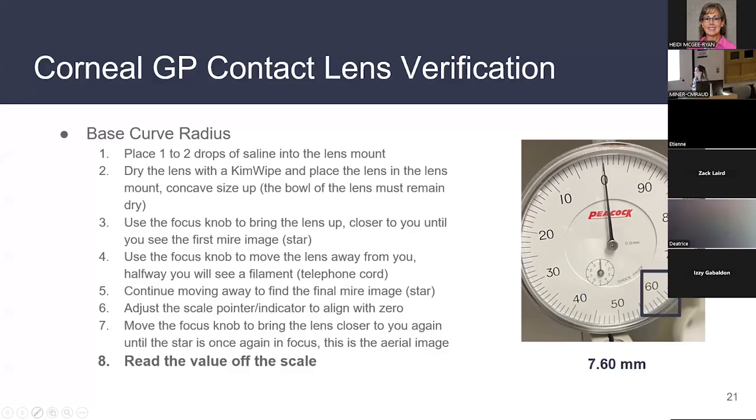And then let's say it's 0.6. So this hand here will line up with the 6. This one would have lined up with the 7, and it's 7.6 millimeters. And that is the base curve of the lens. So a lot of steps to get to the base curve.